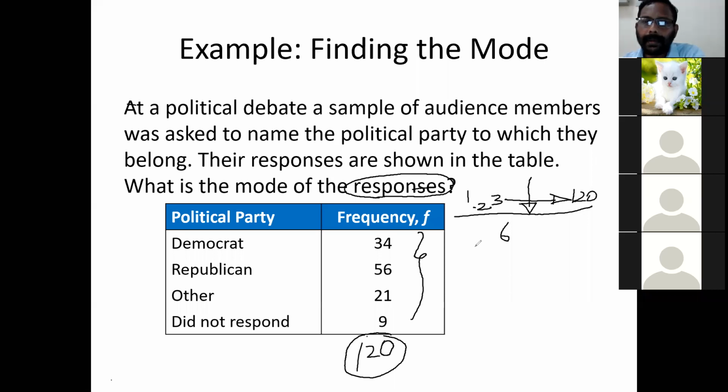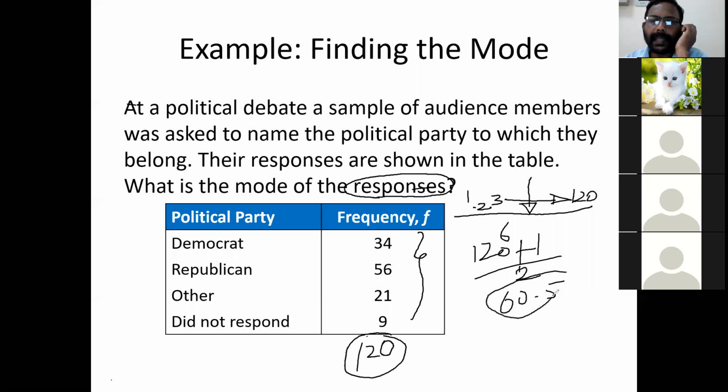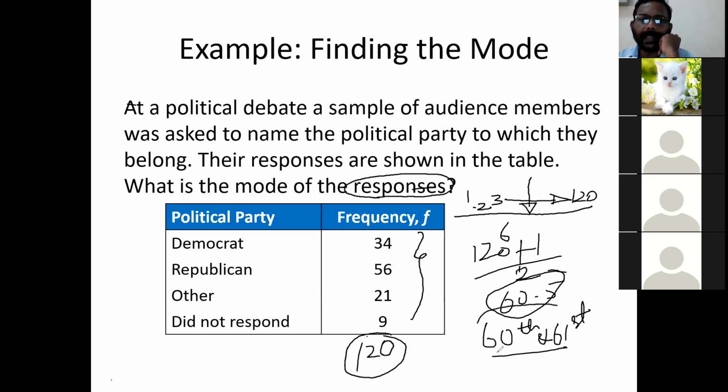Yeah, n is 120 plus 1 divided by 2. So that is 60.5. So what do you mean by 60.5? Can we get a person from 60.5? No. So that is actually in between the 60th person and the 61st person. It is in between 60th and 61st person. So how do we get the 60th and 61st person? Where is he falling into?